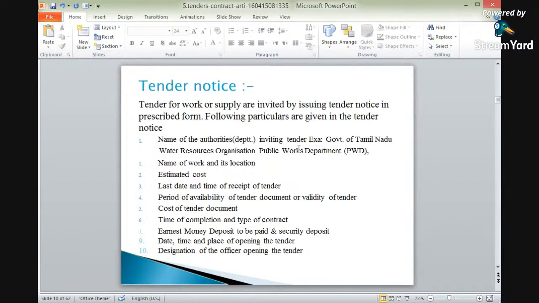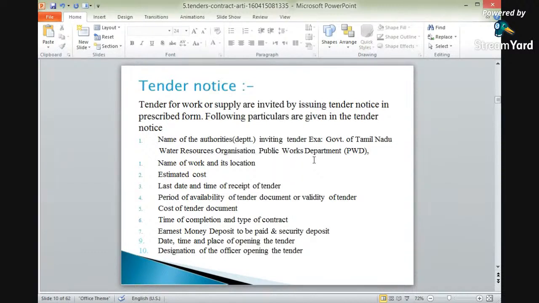The name of the authority or department inviting tender; an example is the Government of Tamil Nadu, Water Resources Organisation, Public Works Department. So here both the authority and the department are mentioned. The Water Resources Organisation is the authority, and the work is carried out under the PWD. Next point is the name of the work and its location: where it is to be located and what type of work it is.